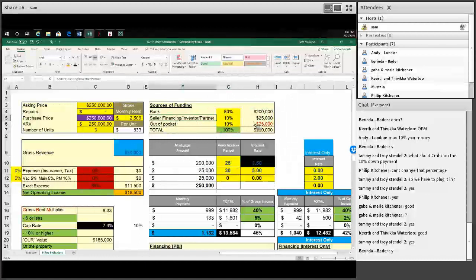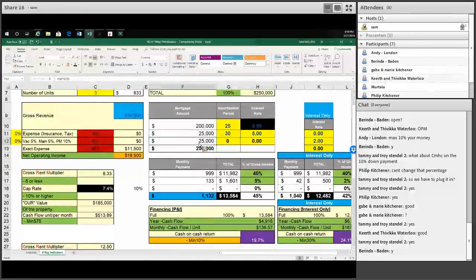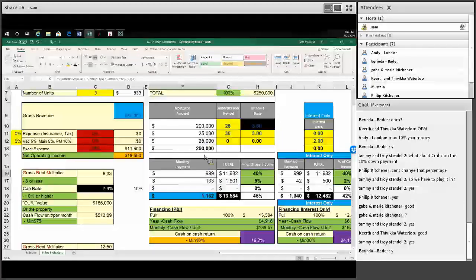And then we come down here and we see $200,000 at 25-year amortization at 3.5, which is roughly the rate right now that you can get. Then I have 25,000. That's the partner, investor, seller financing. It doesn't matter. At 25,000 for 30 years at 5%. Sorry, the 25,000 you put in, that's your 25,000. Zero. Obviously, there's no amortization or interest on your money, right?